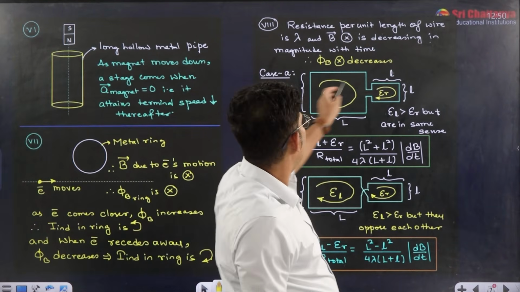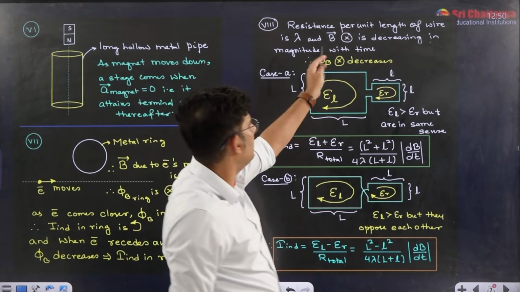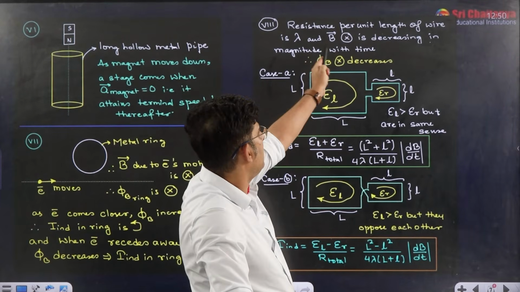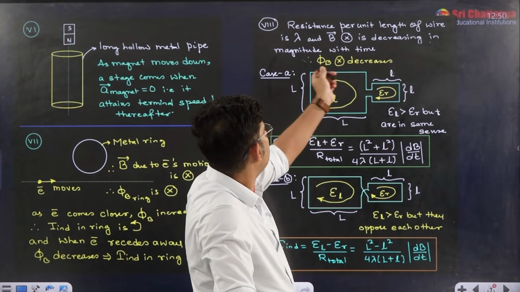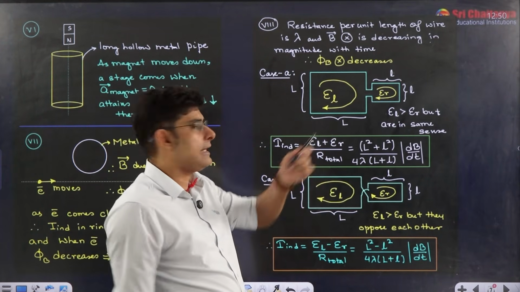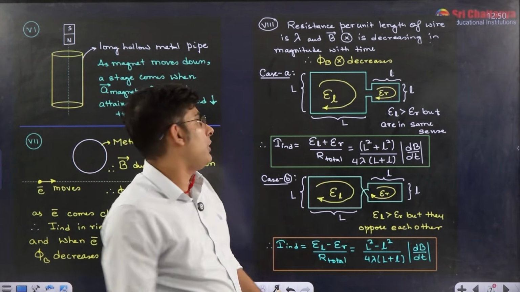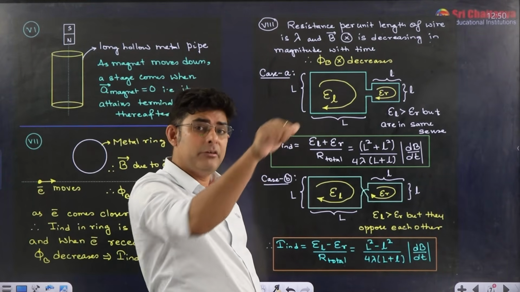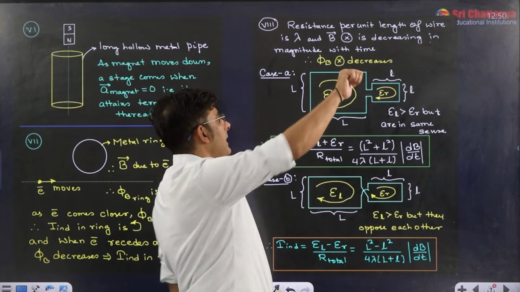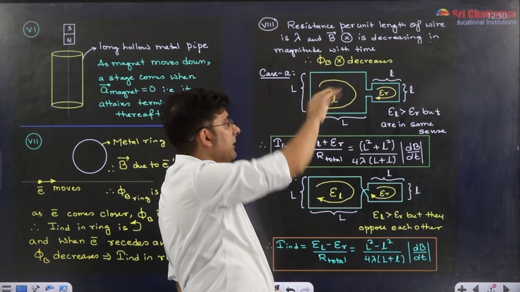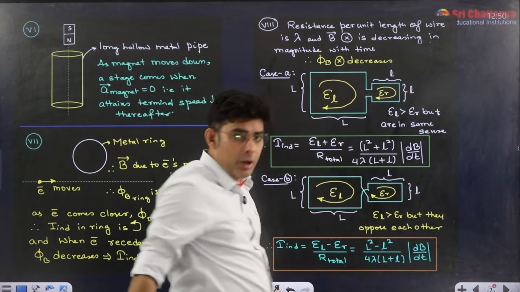Next we have this type of case, very important. Resistance per unit length of wire used in making these loops is lambda, and the B vector is into the page, and they are saying that it is decreasing in magnitude with time. So flux is entirely into the page, but it is decreasing. So if it is decreasing, by Lenz's law, the original field and induced magnetic field will be in the same sense. So the induced magnetic field will be into the page, so EMF will be clockwise. So for both, EMF will be clockwise.